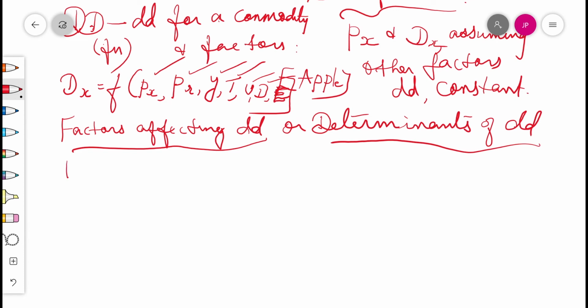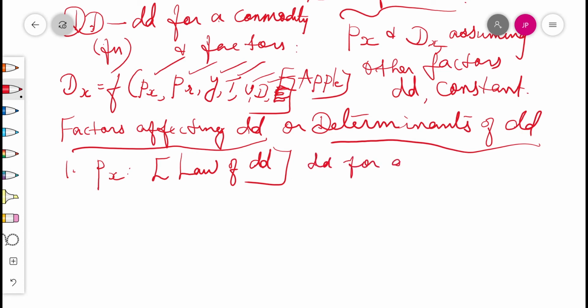First point, as we learned in our Apple story, price of the commodity. Same as the Apple story, or I can explain the law of demand here. Price of the commodity is an important factor which affects demand for a commodity. Demand for a commodity increases when its price falls. From where can you understand this? From an example.